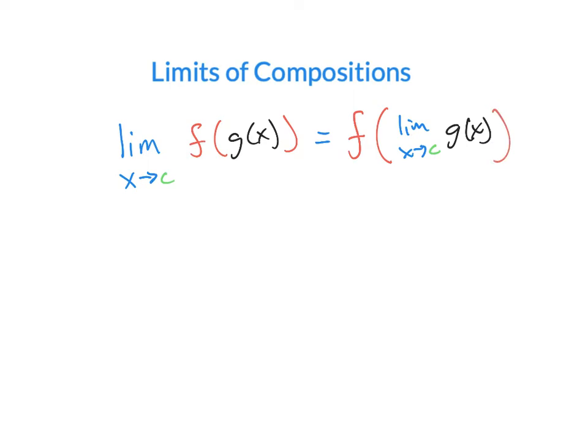Okay, so this is the rule. The limit as x approaches c of f of g of x is really f of the limit as x approaches c of g of x. In practical terms, what that means is you are going to do this limit and get a value. That's some answer L. And then you're going to plug L into function f. And you'll get the y value from that one.